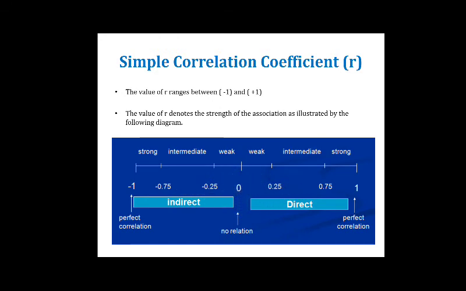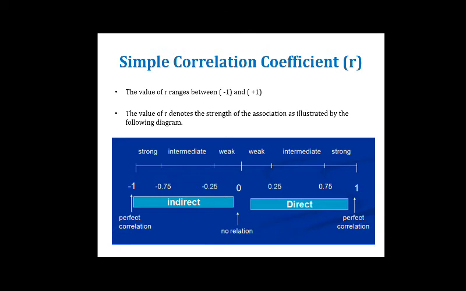In this diagram, if I say the correlation is 0, there is no relationship. The value lies between -1 and +1, this is -1, this is +1. If it is 0, there is no relation. From 0 to 1 there are three parts: weak, intermediate and strong. If your value is between 0 and 0.25, there is a weak relationship, and since it is in the positive direction from 0 to 1, it is a direct weak relationship.